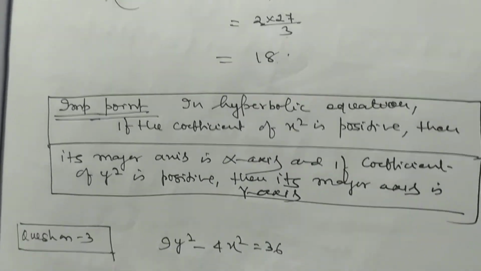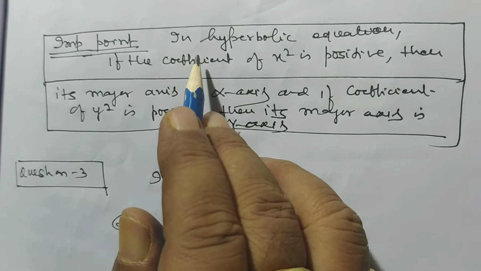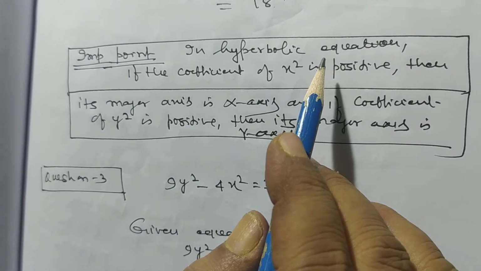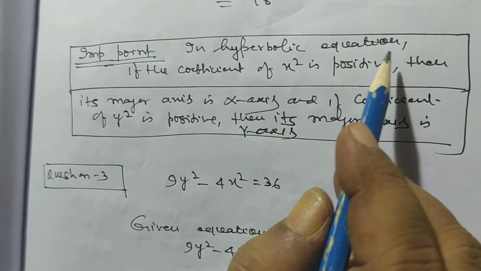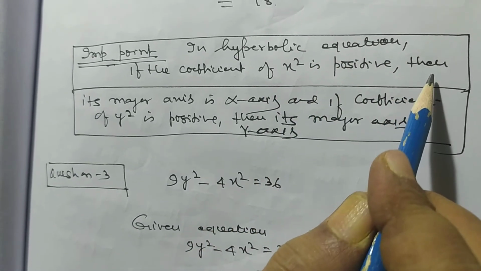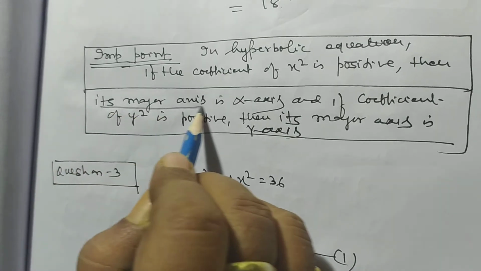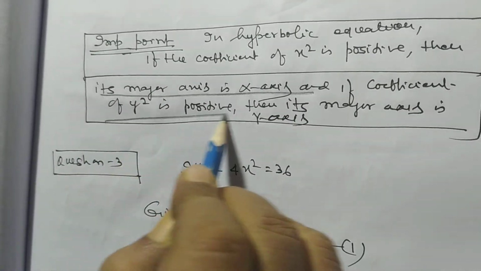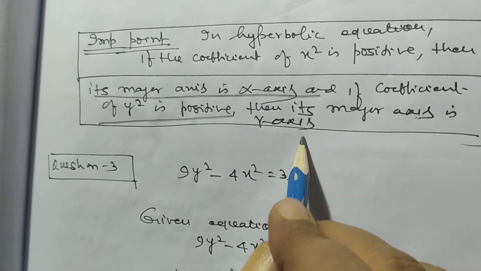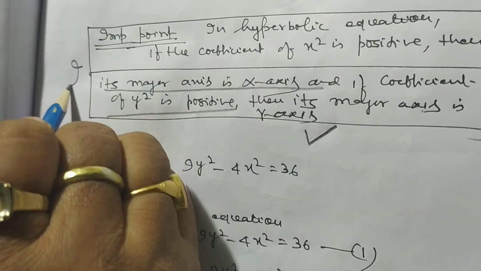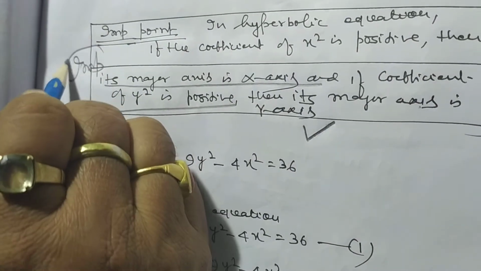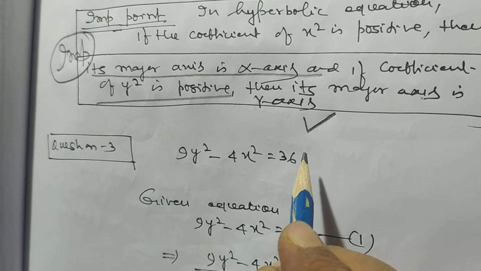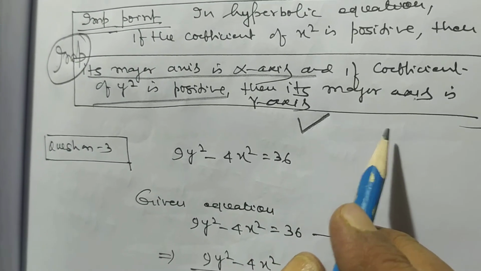So my dear students, you must know this important point. In a hyperbolic equation, if the coefficient of x square is positive, then its major axis is the x-axis. And if the coefficient of y square is positive, then its major axis is the y-axis. You must remember this, it is very, very important, where the major axis, or you say transverse axis, will lie.